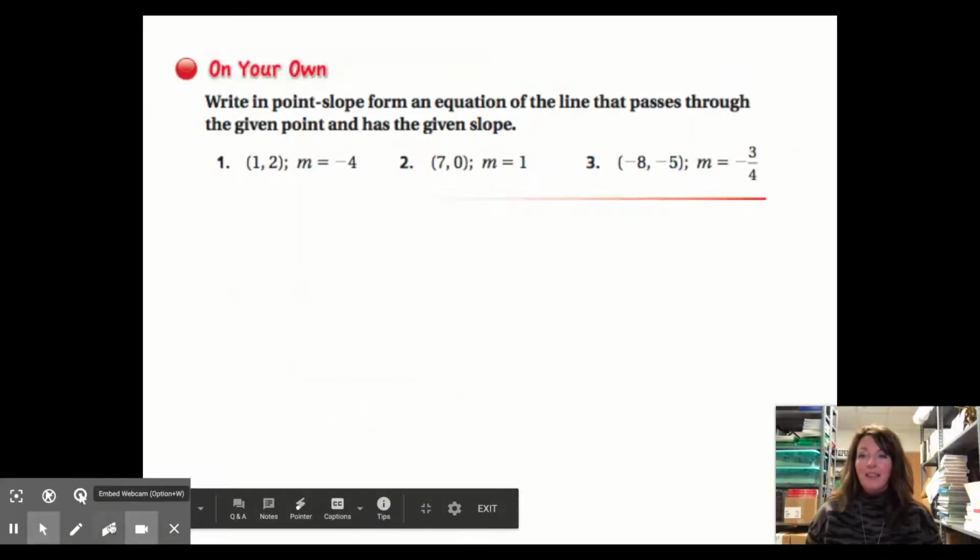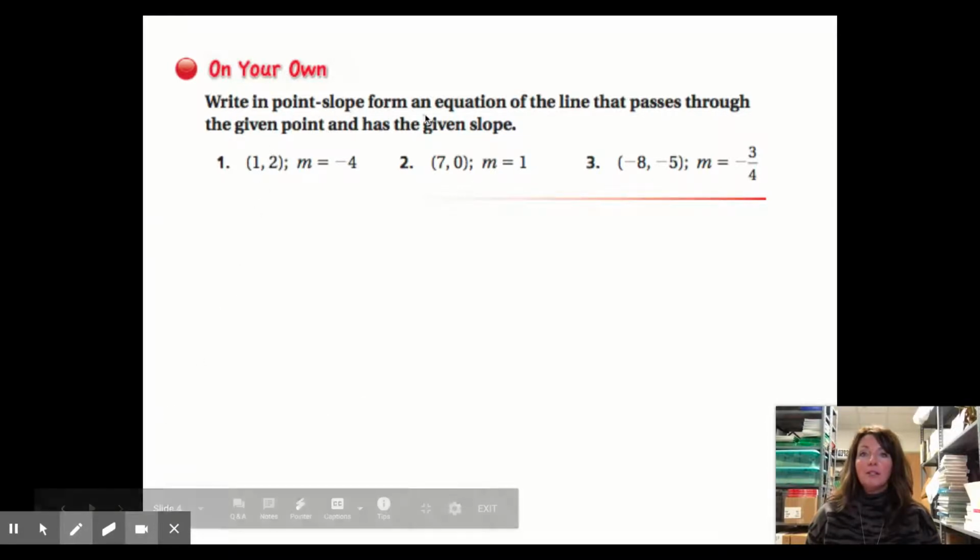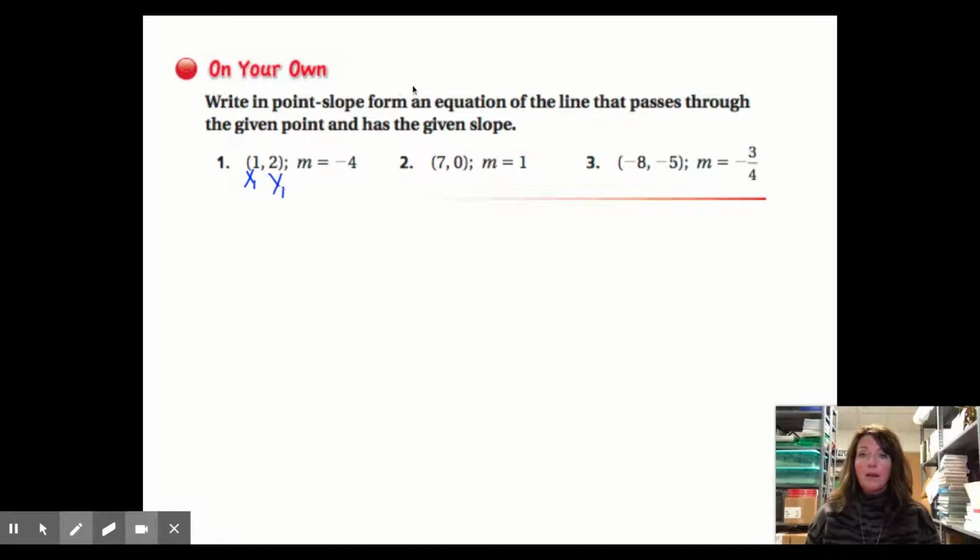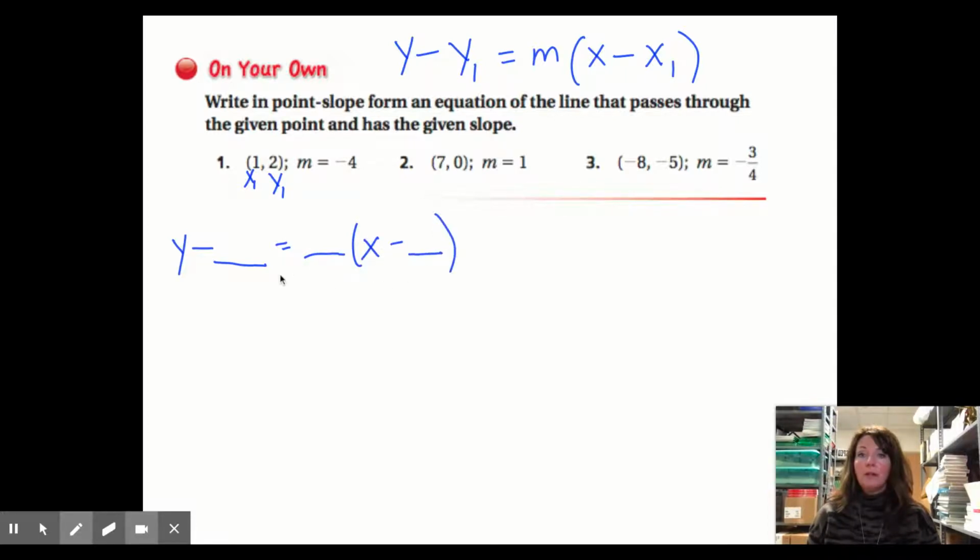Okay, so let us do that. So we are going to write in point slope form an equation of a line that goes through this point. So remember, this is x1, this is y1. I'm going to put the point slope form up here. We will take y minus y1, make that equal to the slope times the quantity x minus x1. And now we will just plug in. So we have y minus, and then we have a blank space, and then we have the slope, which is a blank space, and x minus, and another blank space.